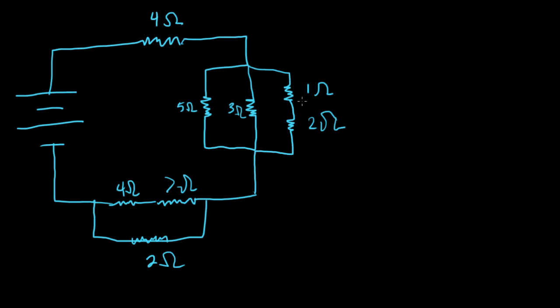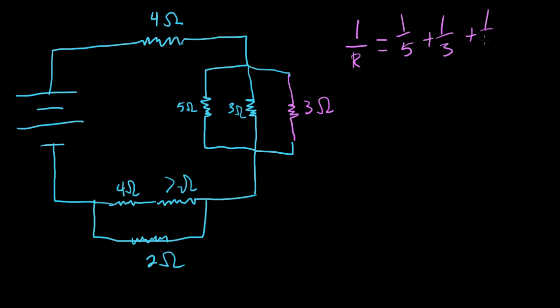Well, before I can do anything, I need to figure out the equivalent resistance of this 1 and 2 ohm resistor. Well, hopefully we all know that for that we can just add them together. 1 ohm plus 2 ohms is the same as 3 ohms. Okay, now we have a three-way parallel, so 1 over R equals 1 over 5 plus 1 over 3 plus 1 over 3.